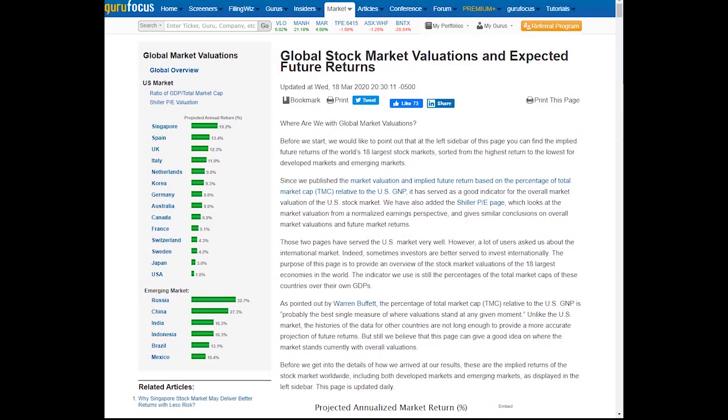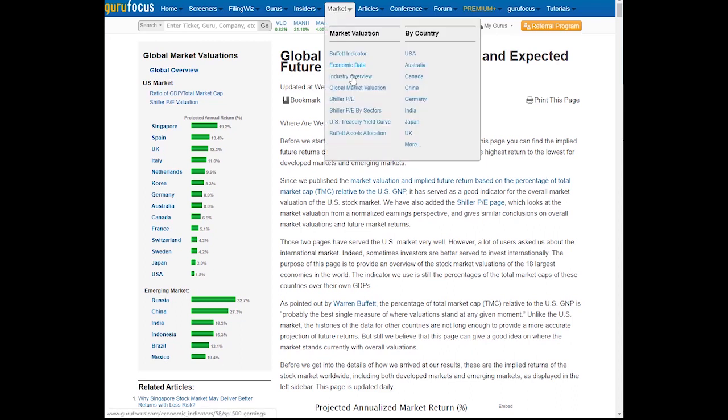In my last video, I mentioned that the Buffett Indicator can be used to check whether the market is overvalued, fair valued, or undervalued. This can also be applied globally to different markets. From this, you will be able to find a better place to invest, not just the US, but other global markets. This is called Global Market Valuation. It's under the market manual in GuruFocus.